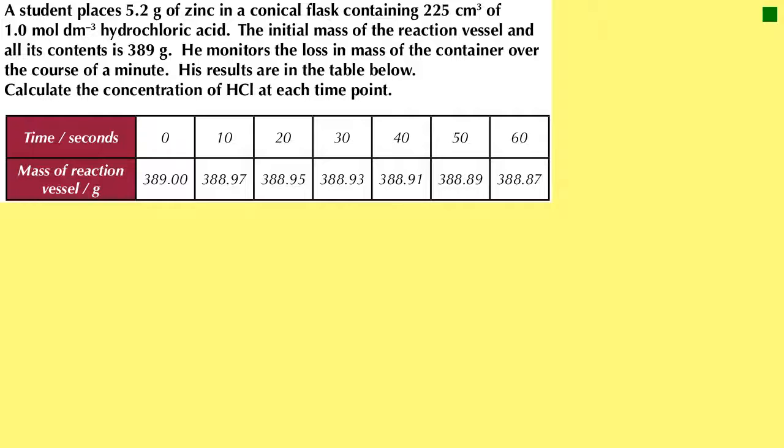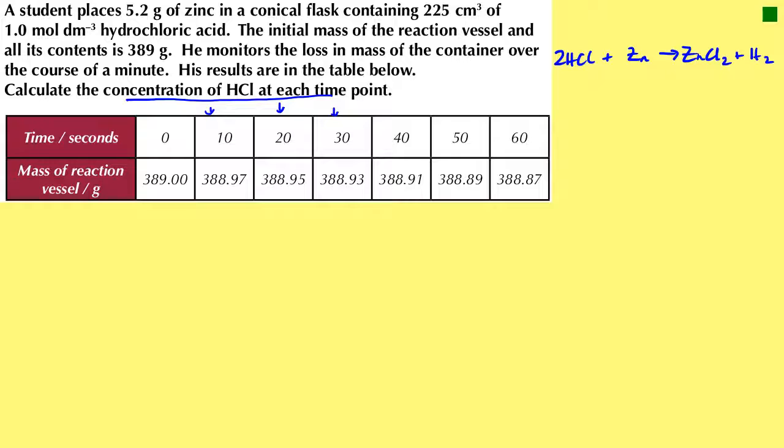And just as before, we need to calculate the concentration of HCl at each time point: this one, this one, this one, etc. So a concentration of HCl, but we have just got the mass of the reaction vessel. So look, this is chemistry, so it's always a good idea to start off with the balanced equation. And so we've got some hydrochloric acid, and we've got some zinc, and we're going to make some zinc chloride and some hydrogen gas.